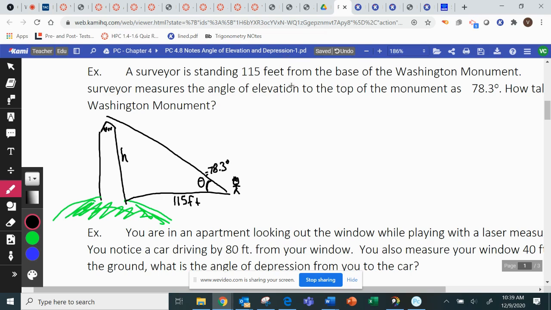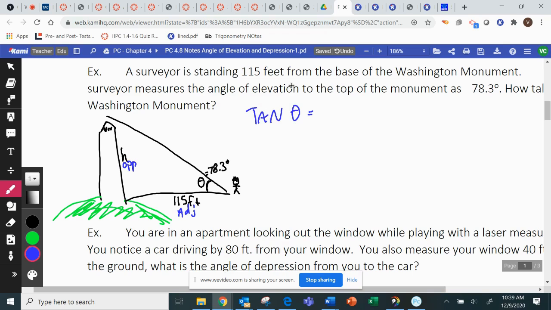So according to my angle, H is which side? H is the opposite, thank you. And the given side, 115 feet, is the adjacent. So which of my 3 trigonometric ratios uses opposite and adjacent? Tangent.